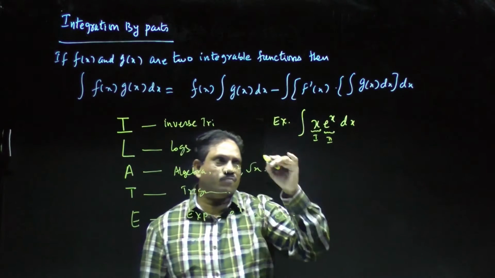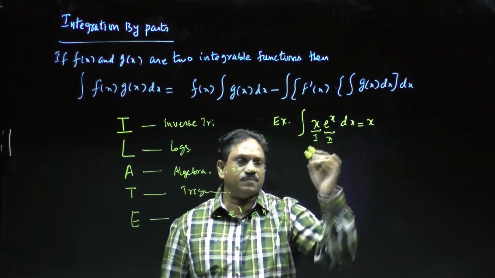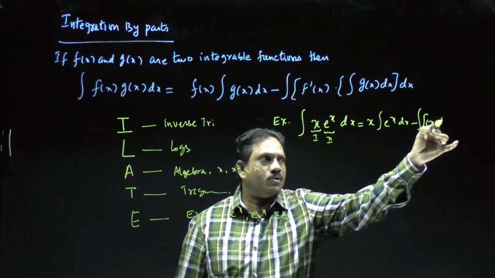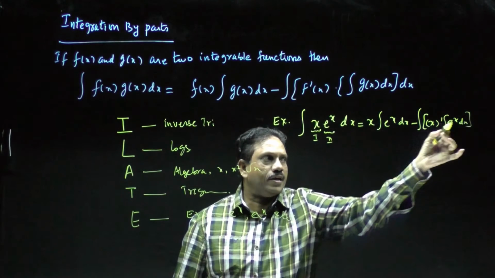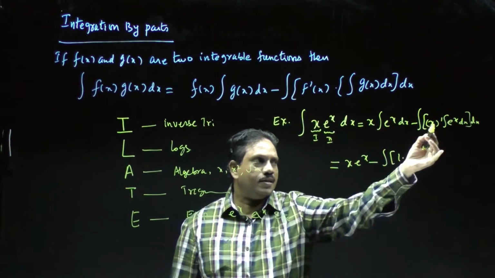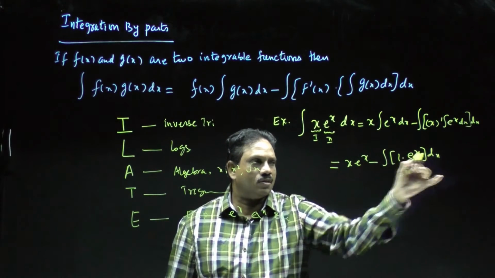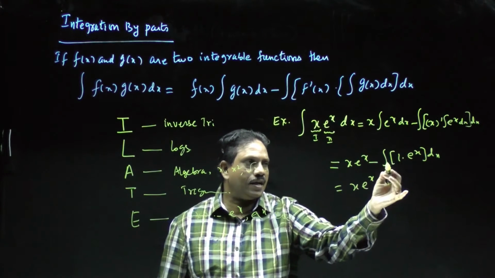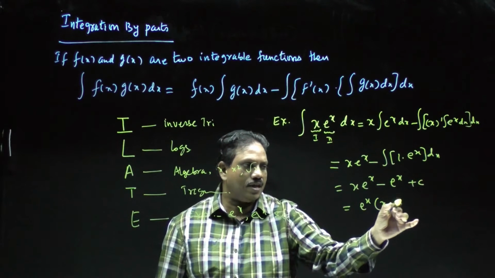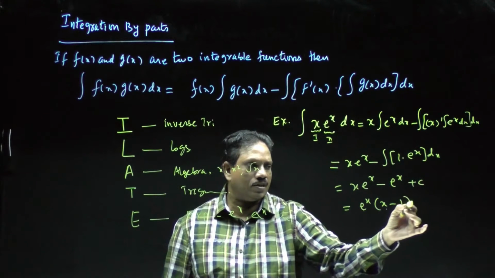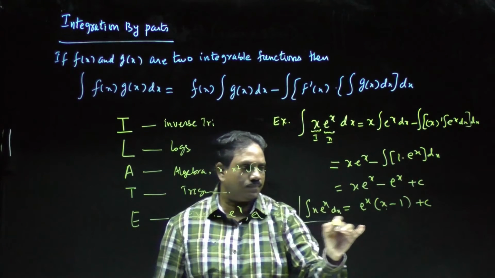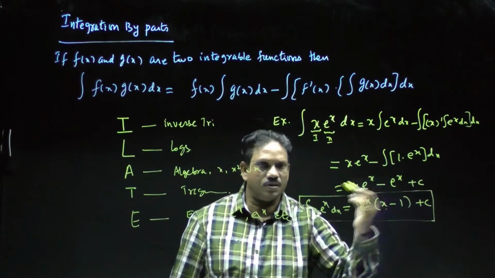Now according to this method, first you write the first function x and the integration of e power x dx, minus integral of the derivative of x times the integral of e power x dx, whole dx. Now e power x integration is e power x, and the derivative of x is 1. So x e power x, again the integration of e power x is e power x plus c. If you take e power x common, the answer is e power x into (x minus 1) plus c. This is the integration of x e power x dx. So by using the Euler rule, we got this answer.